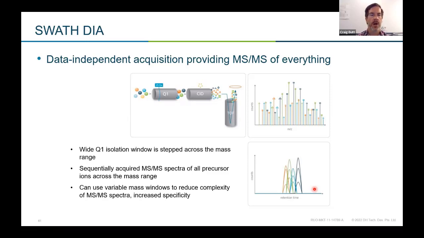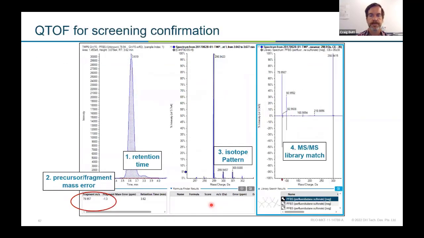And this SWATH, using a variable SWATH window acquisition, is unique to SCIEX, and allows us to get really clean MS/MS spectra and reduce the complexity for that database searching. All right, so what kind of data do you get, and why is this advantageous over using just a standard triple quad technique? So running it on your triple quad, right?